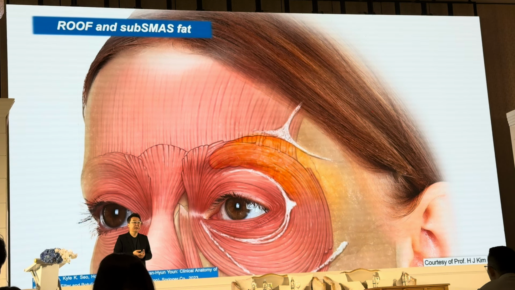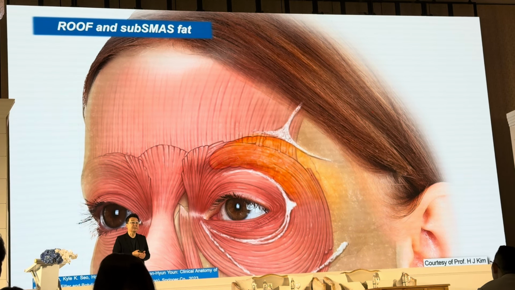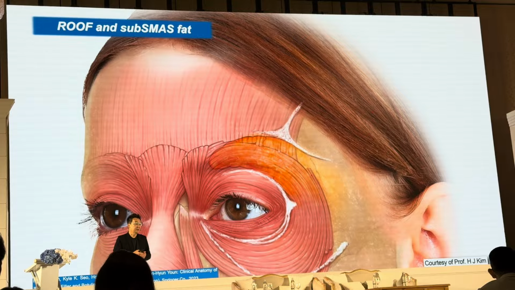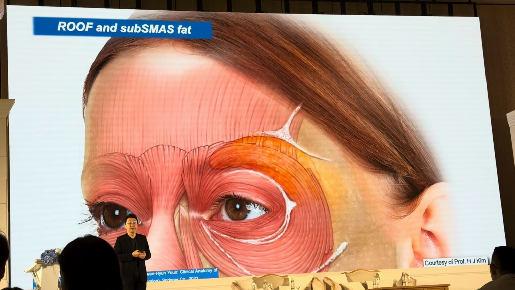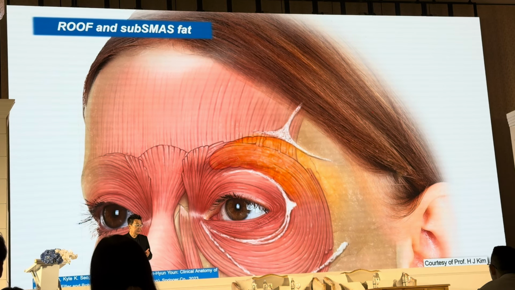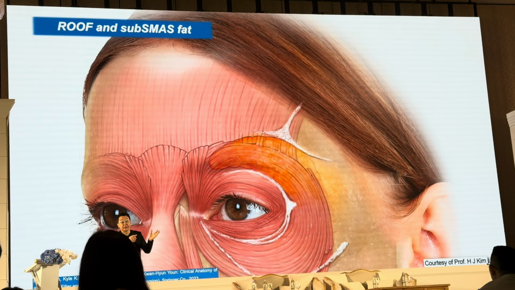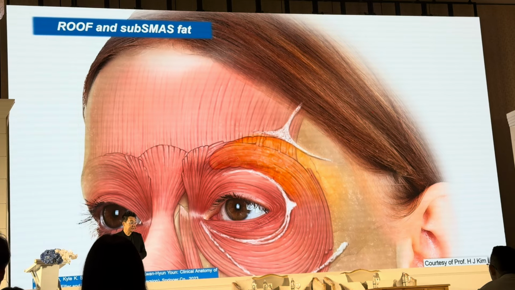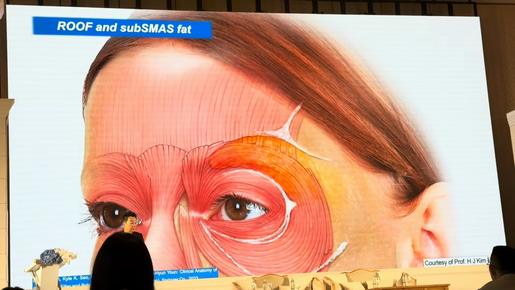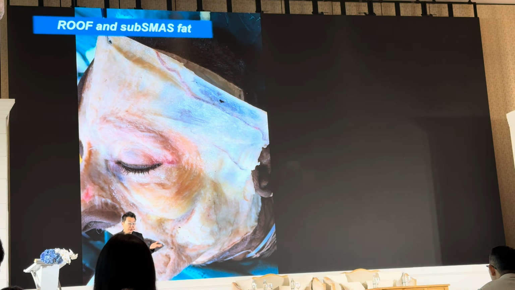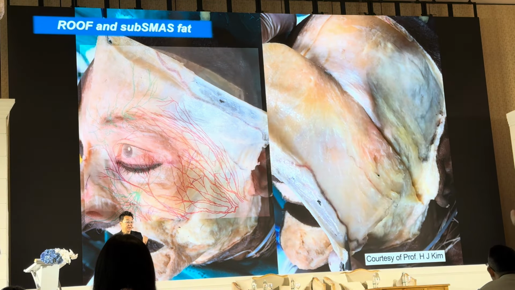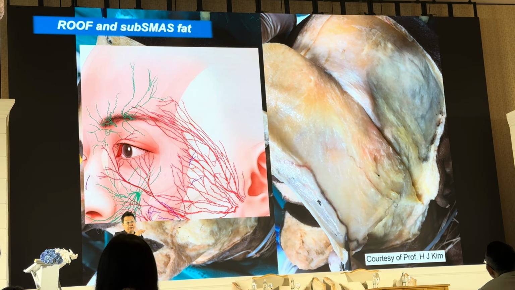Okay, let's move on to the fourth temple. This is one of the very nice properties of the lower fillers. Anatomically, the roof and substance fan are continuous structures, so between them there is not any anatomical border. Already we have shown these areas of the dissection, where the roof and substance fan play a role in protecting the temporal branch of the facial nerve.